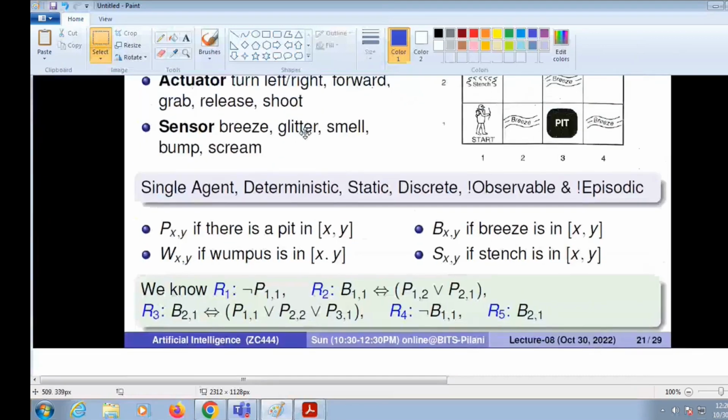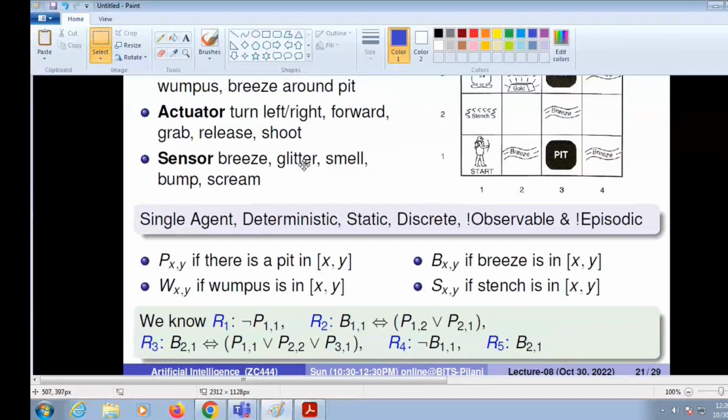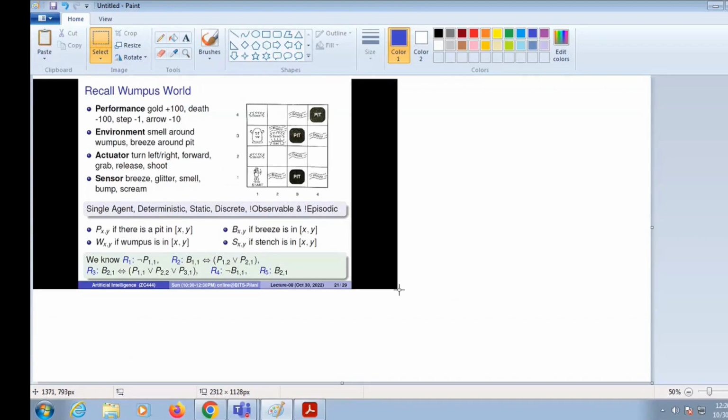Hey, very interesting thing. Please focus. You'd be very happy to see what I'm telling. What is the first thing that I have? R1 is what? Not of P11. P11 means what? If there is a pit in 11. So in 11 there is no pit because it is a starting point.